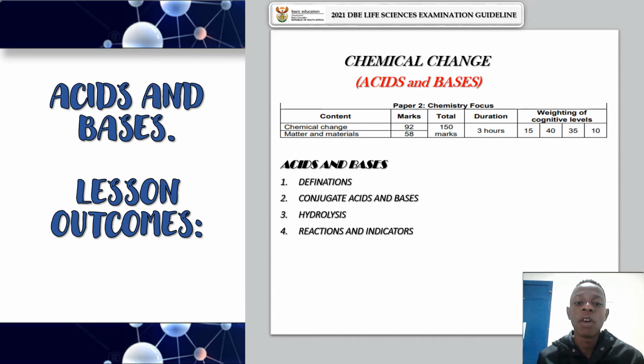Then number 4, we'll be doing reactions and indicators. We are going to look at which indicator is suitable when this reacts with this. So why are we using that indicator? We are going to look at all of this in depth. Then lastly, we are going to cover calculations, which are very important when you are dealing with acids and bases.